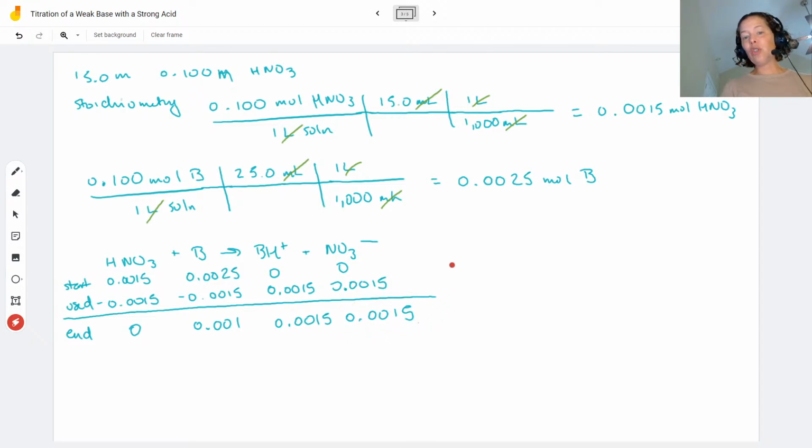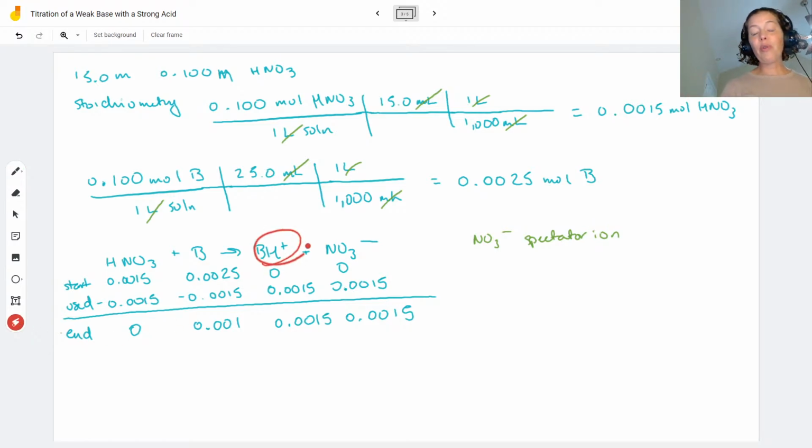Now, we can simplify this. For our nitrate, we do have some nitrate that's formed. But remember, nitrate is the conjugate base of a strong acid, which means it's just a spectator ion. So I'll just write that as a note. Nitrate is a spectator ion. It has no acid or base properties, so we don't have to worry about it for our equilibrium problem.